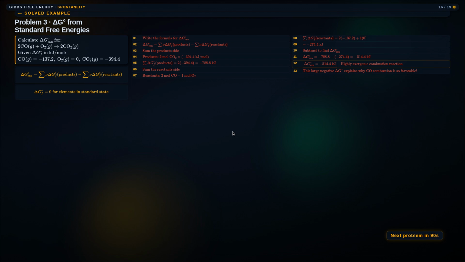Delta G naught reaction equals sum of products minus sum of reactants. Step 2. Sum products. 2 times negative 394.4 equals negative 788.8 kilojoules. Step 3. Sum reactants. 2 times negative 137.2 plus 0 equals negative 274.4 kilojoules. Step 4. Subtract. Negative 788.8 minus negative 274.4 equals negative 514.4 kilojoules. This highly exergonic reaction explains why CO combustion is so favorable.